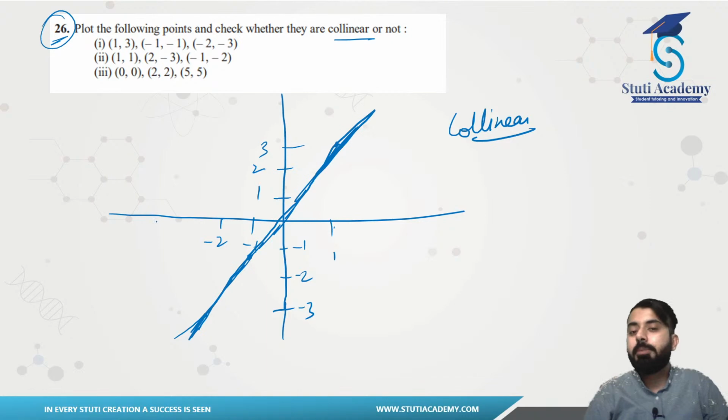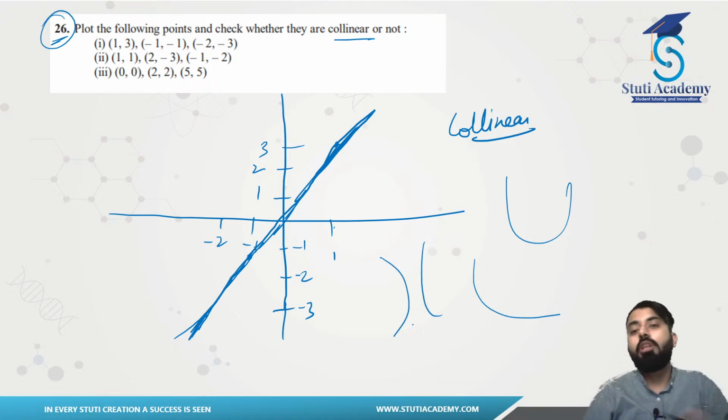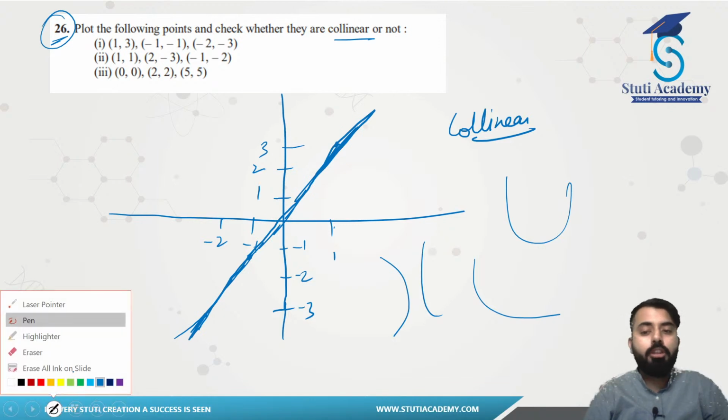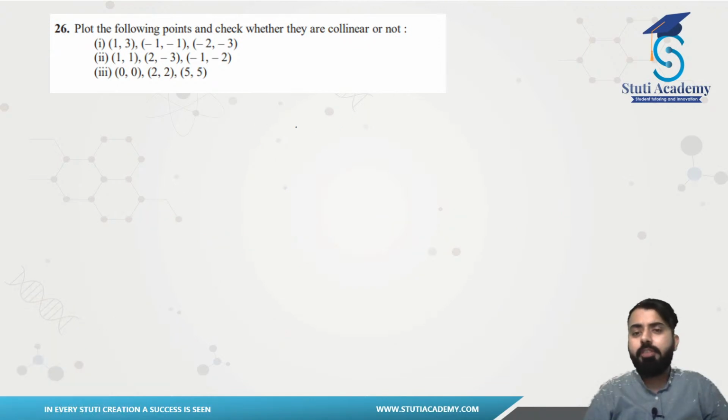Now you can just remember this, you can just draw this on your graph paper and verify whether they are lying in a straight line, then you can say they are collinear. If they are lying in a curve like this, if the line is bending somewhere, then you can say this is not a straight line, that is actually a curve, then they are not collinear. Collinearity always exists when there is a straight line, not a curve. That is the point to be noted here. Now I'm going to erase this one and let's just verify our second part.